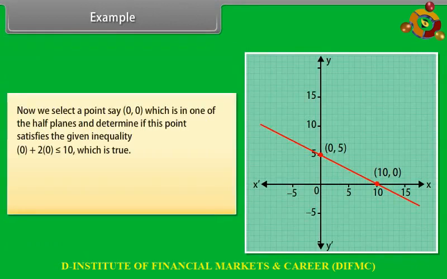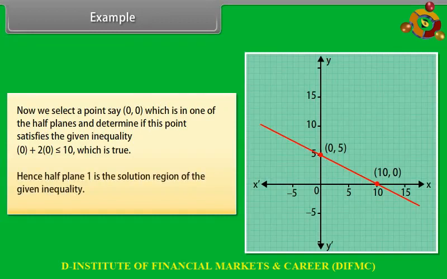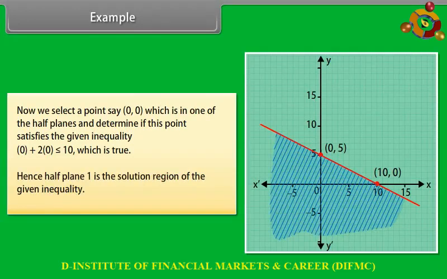Now we select a point, say 0, 0, which is in one of the half planes, and determine if this point satisfies the given inequality. 0 plus 2 into 0 less than or equal to 10, which is true. Hence, half plane 1 is the solution region of the given inequality.